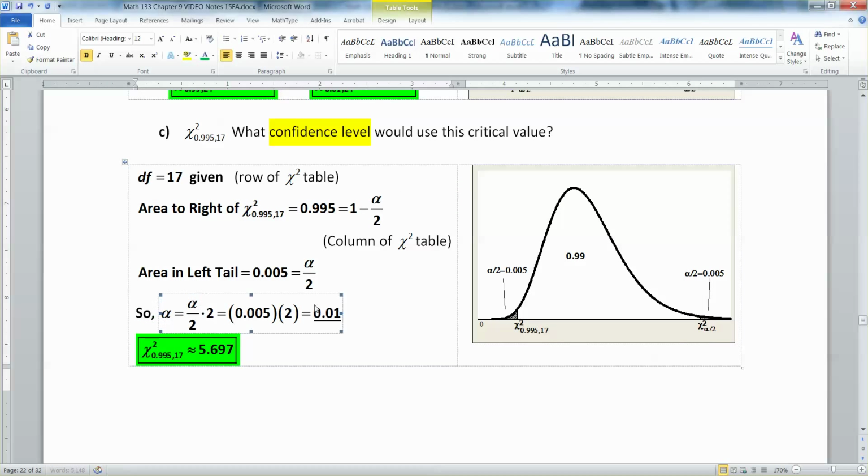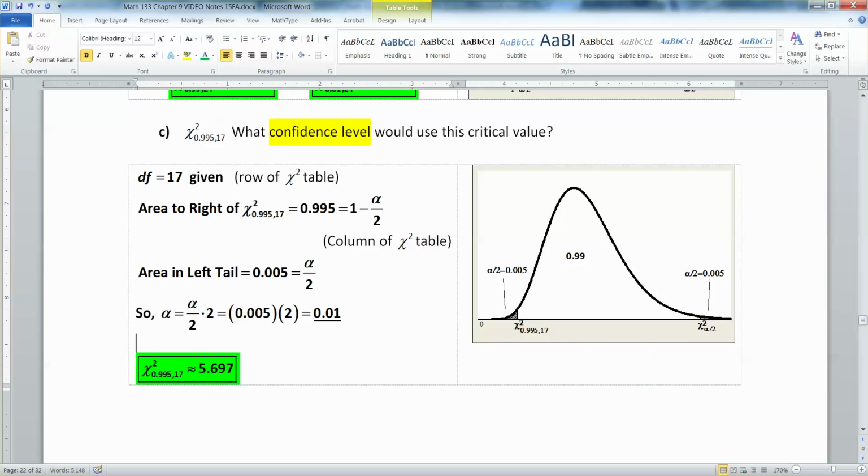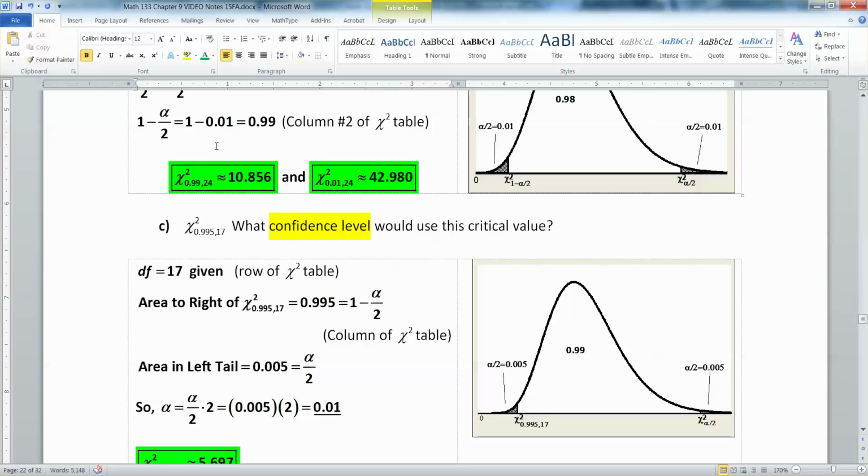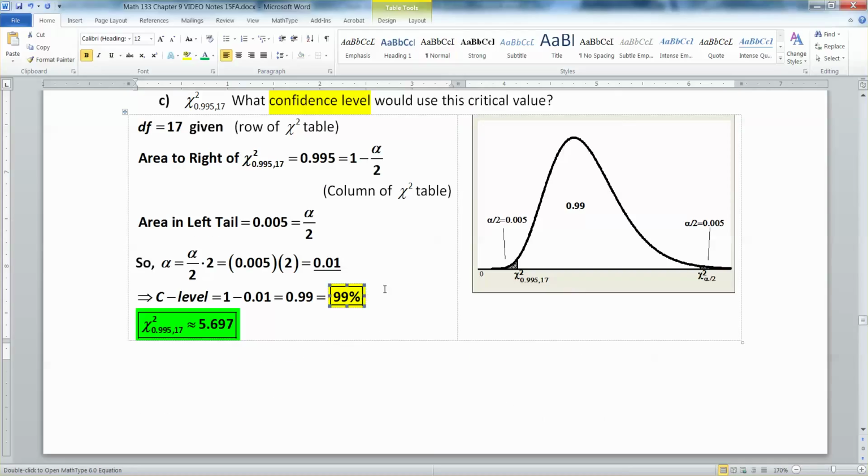Okay, so if that's the case, why do I need to figure that out? Well, because the confidence level and the alpha are complements of each other. So that means your C level is 1 minus your alpha, which is 1 minus 0.01, which is 0.99, which gets you 99%. Okay, so we have a whole bunch of information going on.